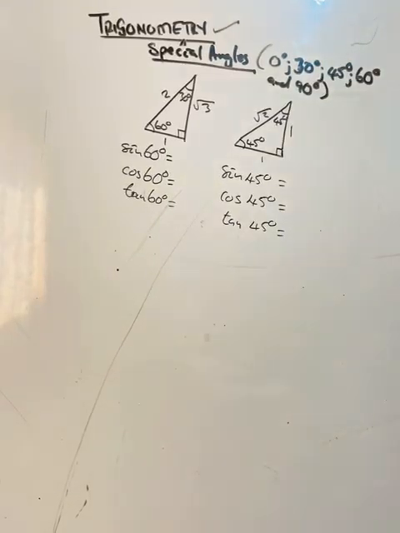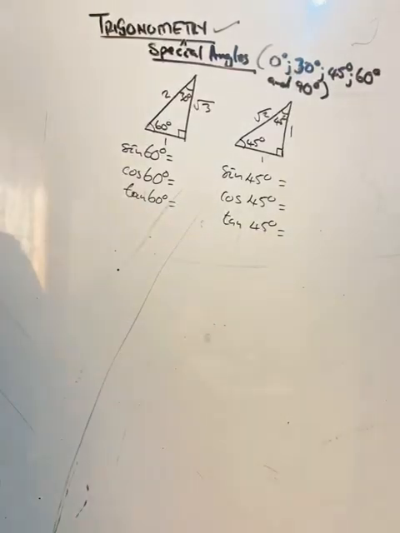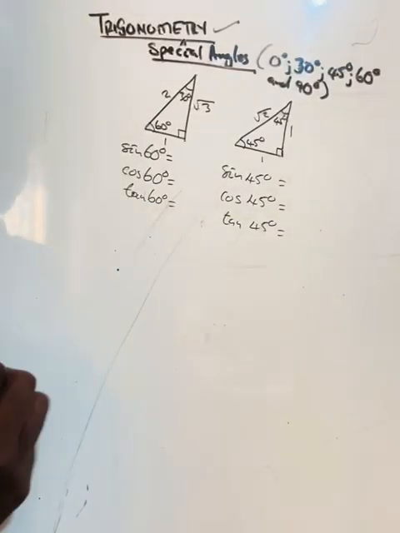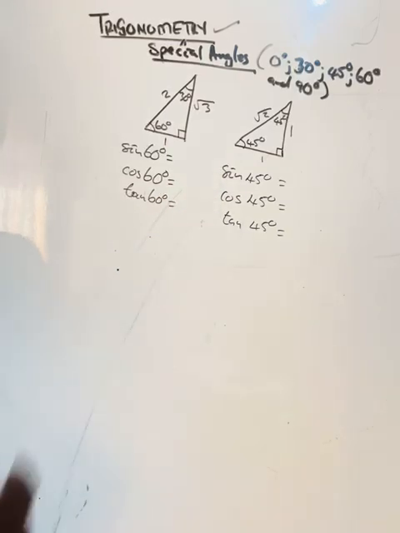All right. This is part 2 of special angles. So in this particular video, we are now going to continue where we left off. So we're going to start with sine 45, cos 45, and tan 45.